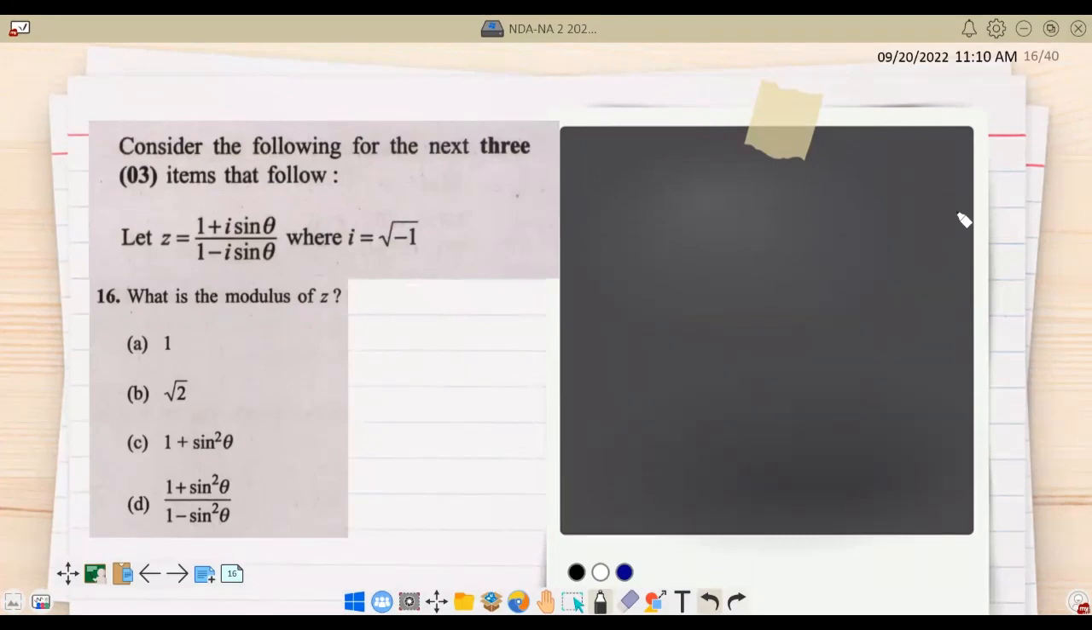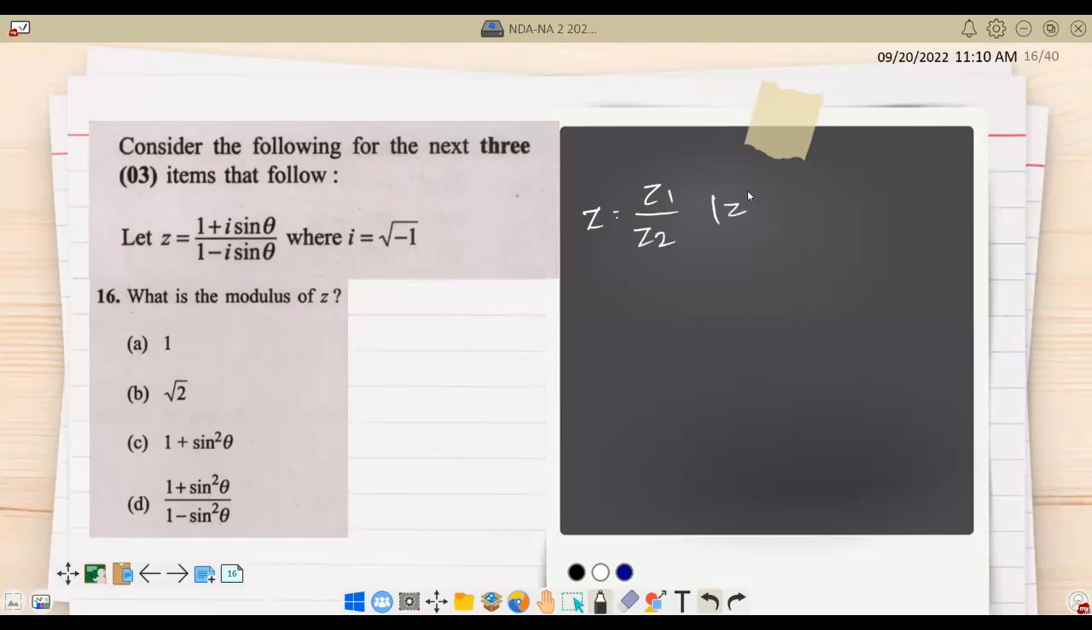Now we are going to see question number 16. There is a complex number (1 plus i sin theta) divided by (1 minus i sin theta). You know that i equals root of negative 1, that is its definition. So what is the modulus of z? This is a very straightforward question. To find the modulus of z, I'll write it like this because this is one complex term, but given in the form of z1 by z2.